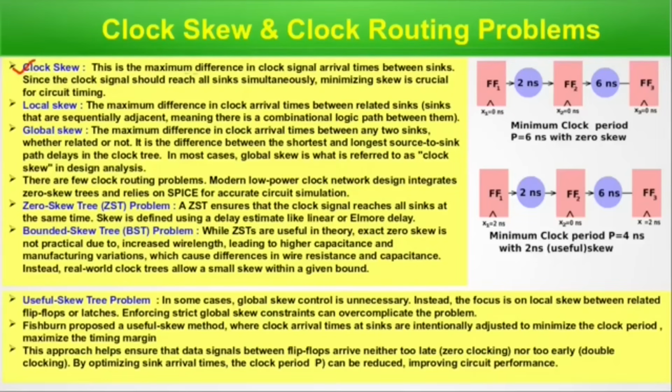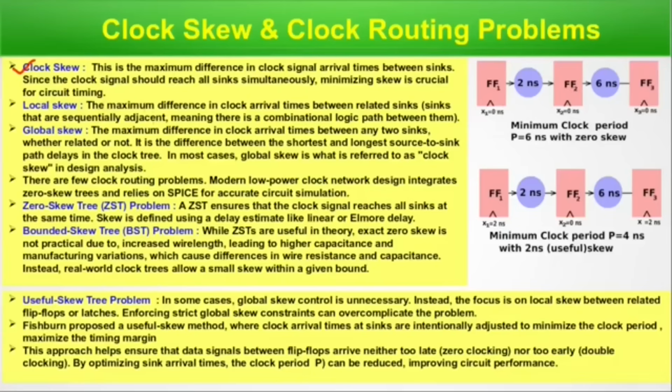Clock skew. This is the maximum difference in clock signal arrival times between sinks. Since the clock signal should reach all sinks simultaneously, minimizing skew is crucial for circuit timing. Ideally, the clock should reach every sink at the same time, although it doesn't happen because the signal takes finite time to travel through the wires.